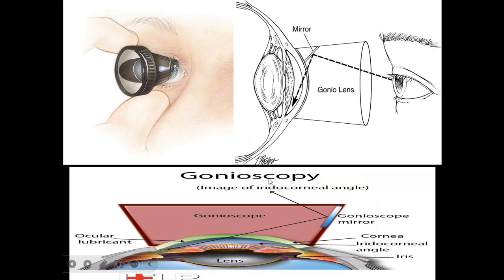So this is gonioscopy, where you can find the chamber angle. You can differentiate between open angle glaucoma and angle closure glaucoma using gonioscopy. So this is the physician's eye, this is the gonioscopic lens, and this is the gonioscopic mirror. The physician observes the angle between the peripheral iris and cornea of the patient using the gonioscopic lens, and the mirror present inside the lens will show the image of the angle between the peripheral iris and cornea of the patient.